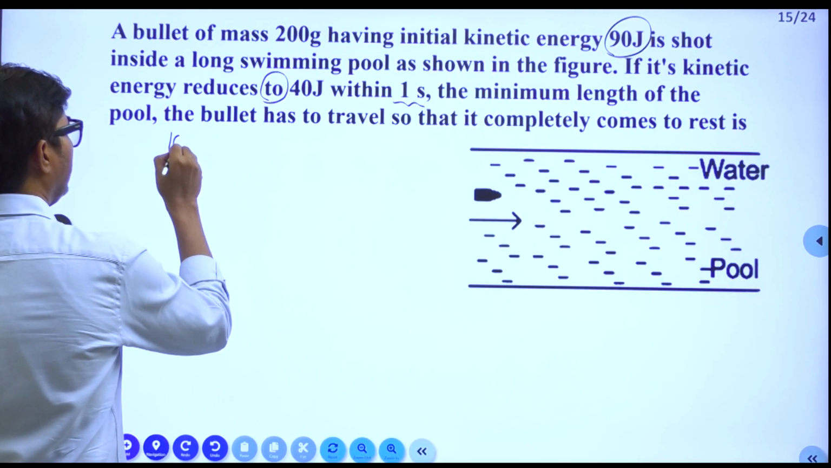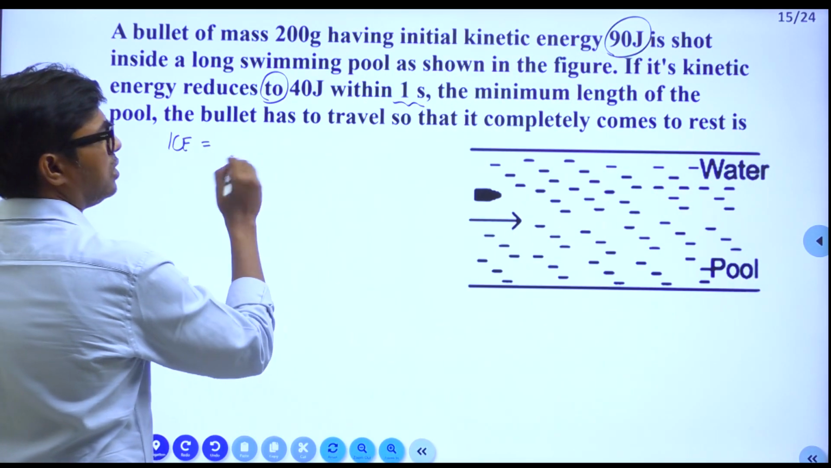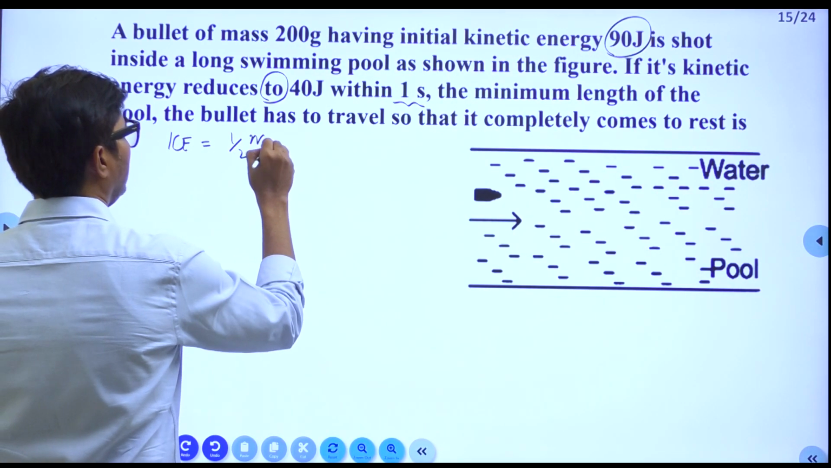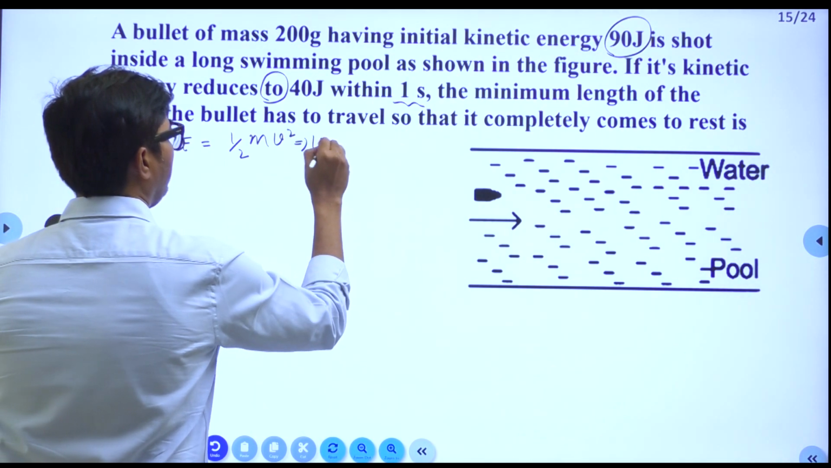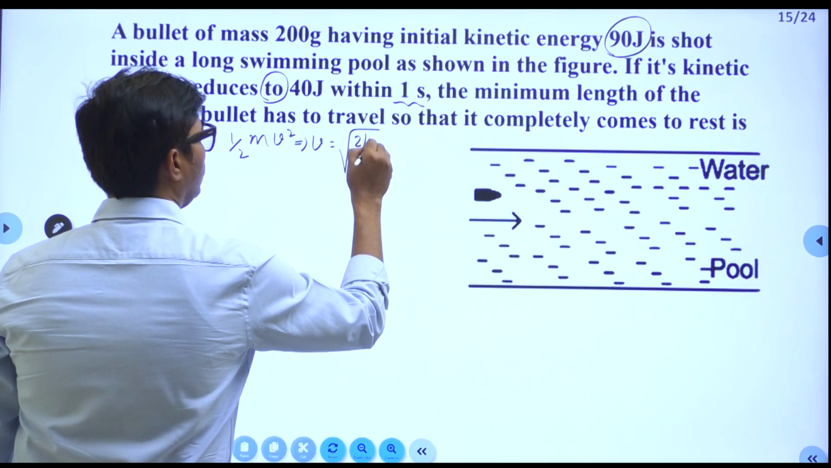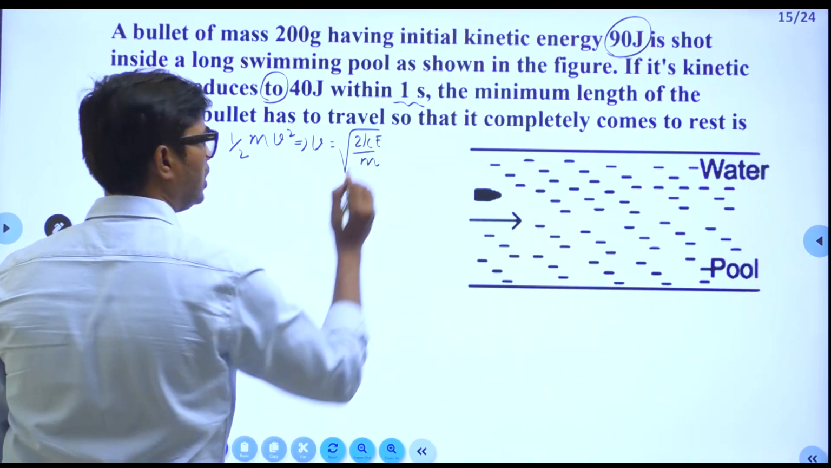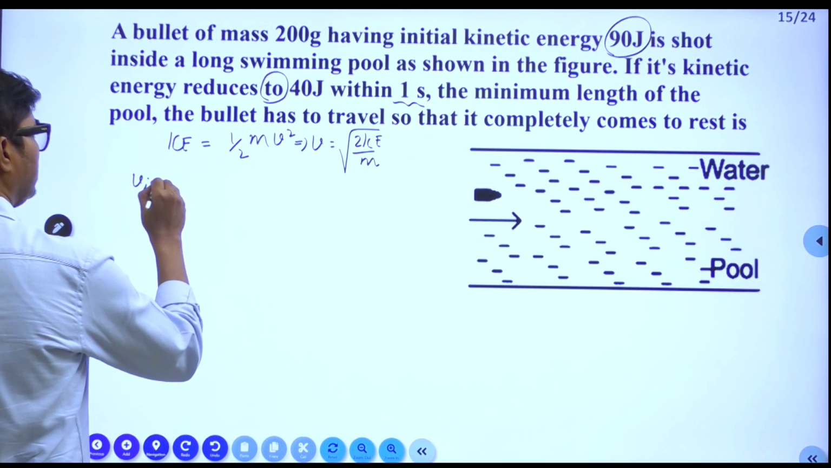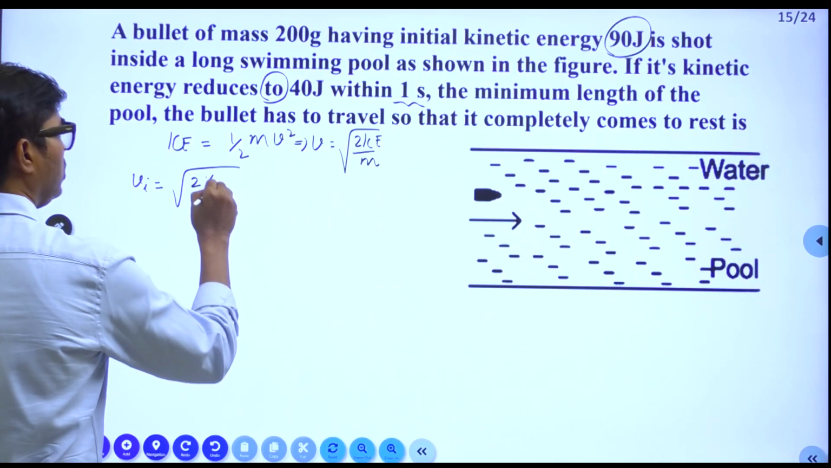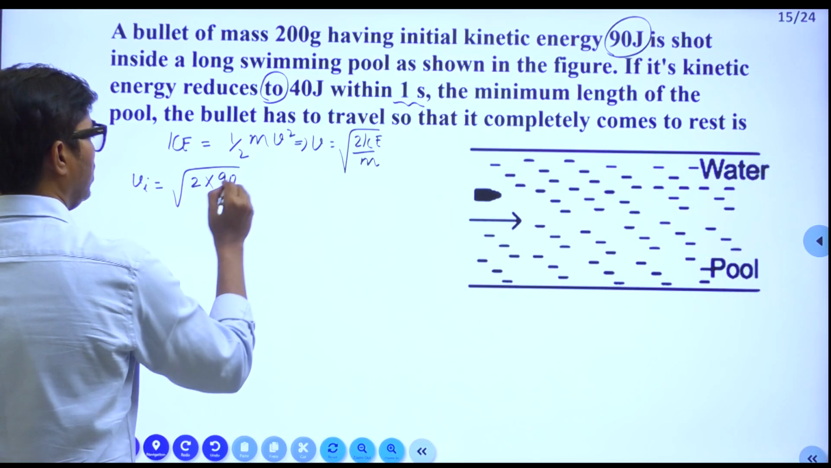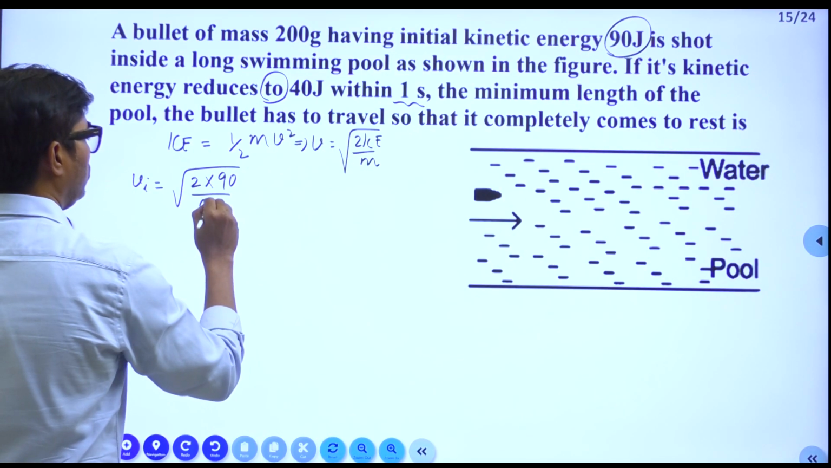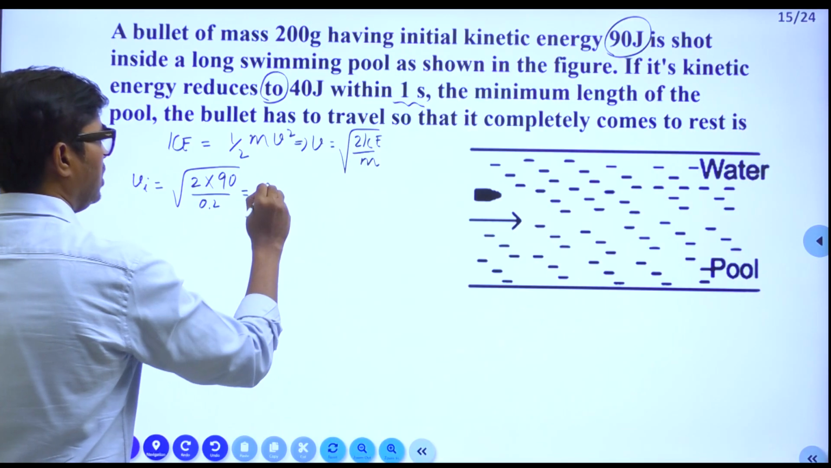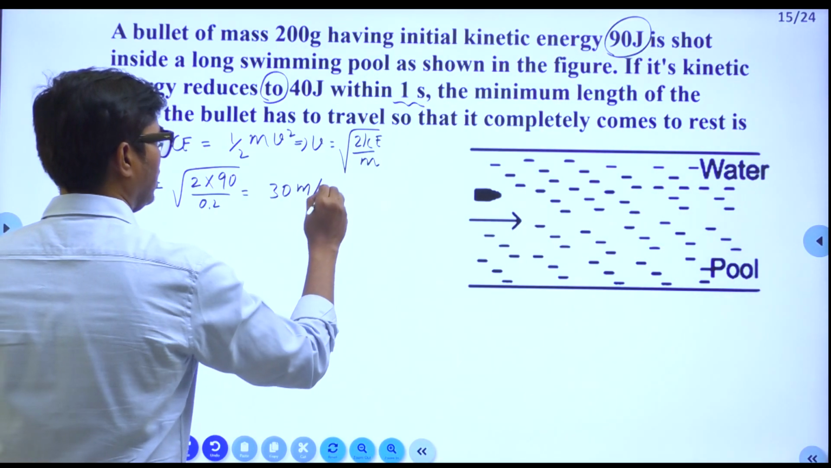Anyway, now kinetic energy they gave. Kinetic energy formula is what? Half mv square. I need v from there. v will be equal to root over 2 KE by m. That's the velocity you have. So let's calculate initial velocity. Initial velocity will be root over 2 into initial kinetic energy 90 joule divided by mass 0.2 kg. So you will get 900, under root will be 30 meter per second.